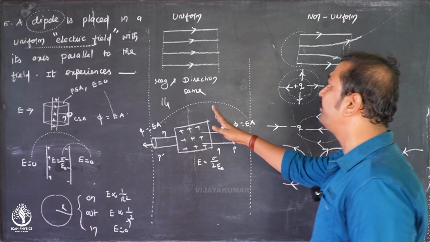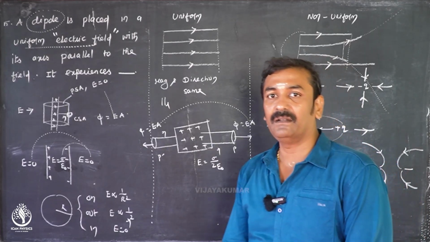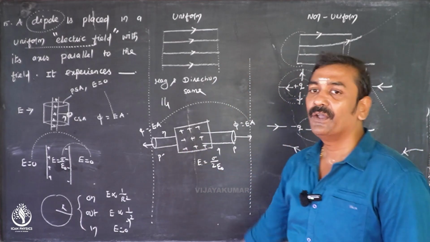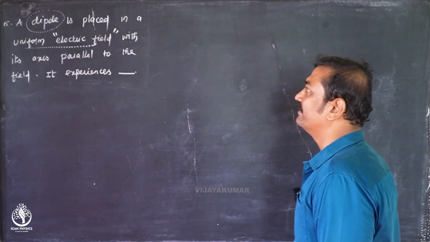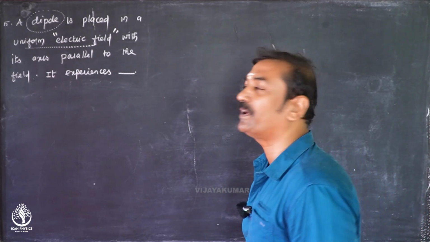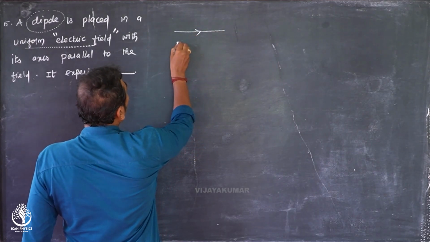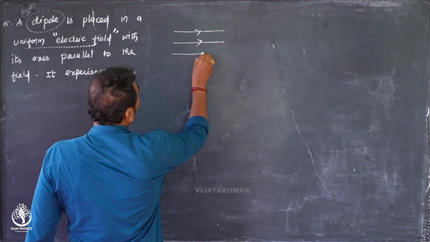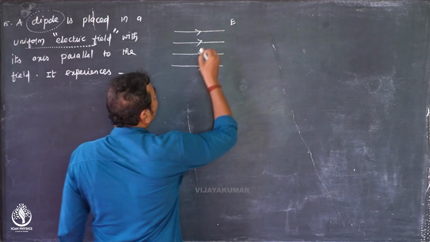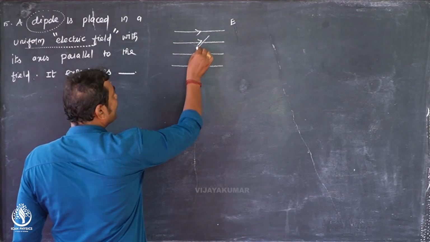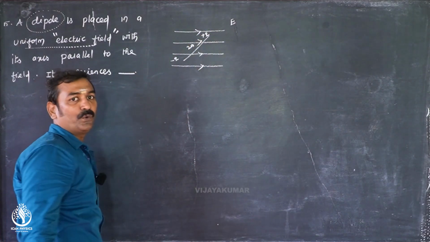In a uniform electric field, the magnitude and the direction are the same and the field lines act in parallel. Then it produces a uniform electric field. So now we are going to combine the terms: a dipole placed in a uniform electric field. Let us consider a uniform electric field. In that, we place an electric dipole, minus q and plus q separated by a distance of 2a.